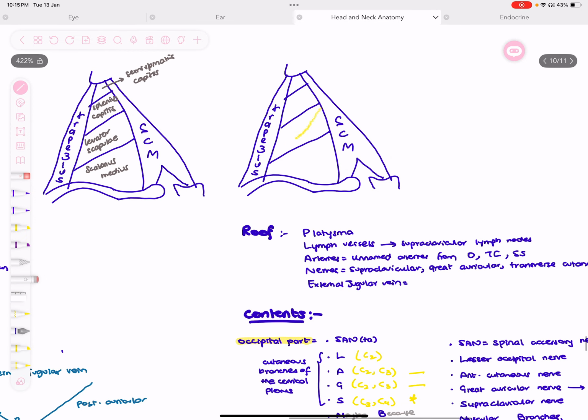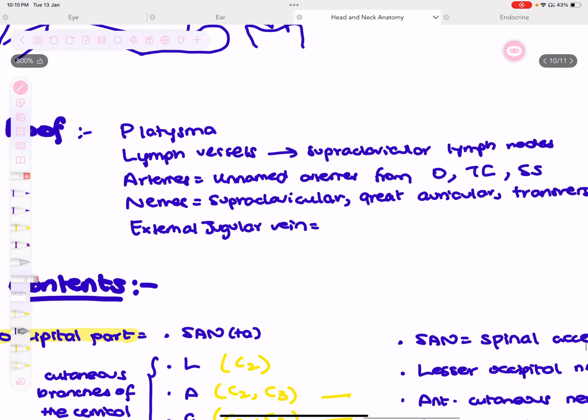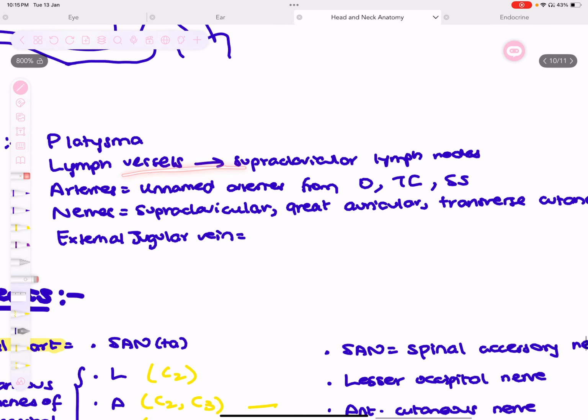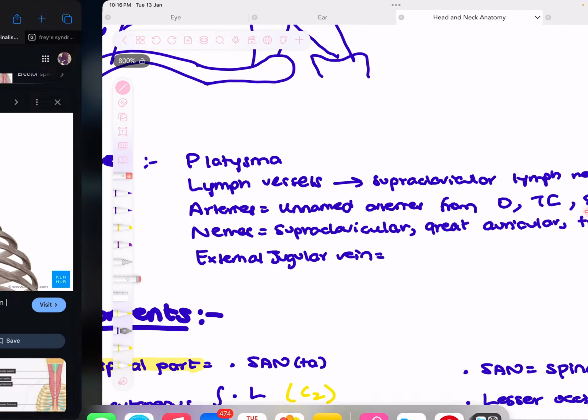Moving forward, when you talk about the roof, there's this mnemonic PLANE. P stands for platysma, which is another very important muscle. Then you have lymph vessels and supraclavicular lymph nodes. This means that the roof is pierced by lymph vessels that finally end in the supraclavicular lymph nodes. Then you have arteries. These are unnamed arteries from the occipital artery, transverse cervical artery, and suprascapular artery.